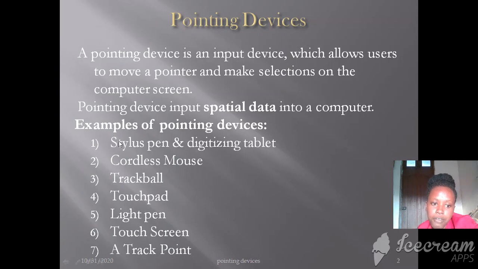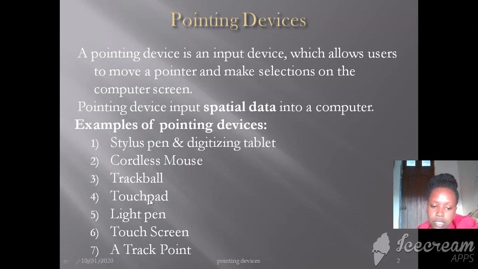Number one, we have what we call the stylus pen and digitizing tablet. We shall look at it in detail, what it means, its purpose, and then we shall have a chance of looking at each example, how it looks in the diagram of that example. So we also have what we call the cordless mouse as our other example. Then we have what we call the trackball. Then we have what we call the touchpad.